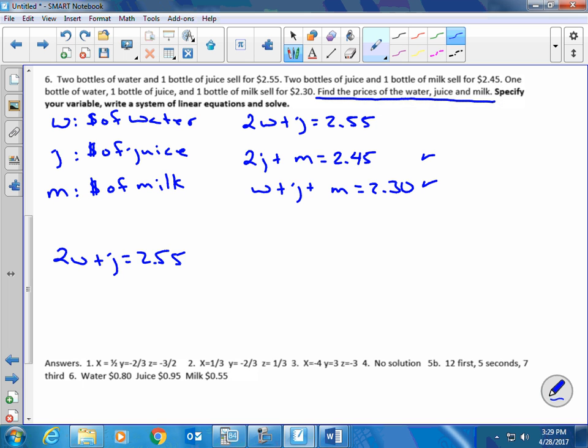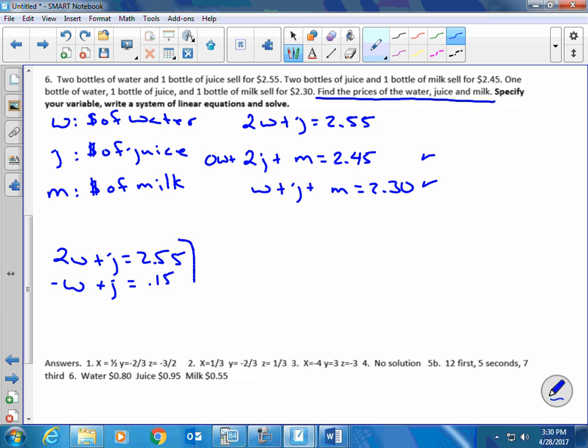Well, I just need to subtract the 2 equations, right? So I have basically 0 w's up here. So 0 w's minus 1 w is a negative w. I have 2 j's, and I'm subtracting 1 j, and so I get j. M minus m goes away. And $2.45 minus $2.30 is 15 cents. Down to 2 equations with 2 variables. Pick the technique you like, either elimination or substitution. I'm going to keep going with elimination.